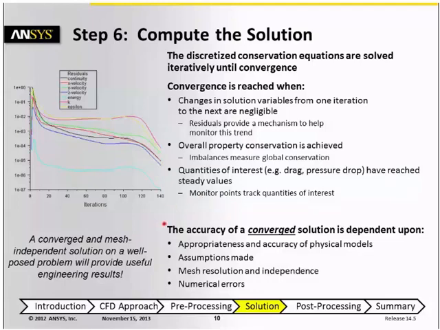It's critical to ensure that the solution is converged, but once it is, it's also important to realize that the accuracy of the converged solution depends on many factors, including the appropriateness and accuracy of the physical models, assumptions made, mesh resolution and independence, and numerical errors. Finally, as it says on the left, when we have a converged and mesh-independent solution on a well-posed problem, it will provide useful engineering results.